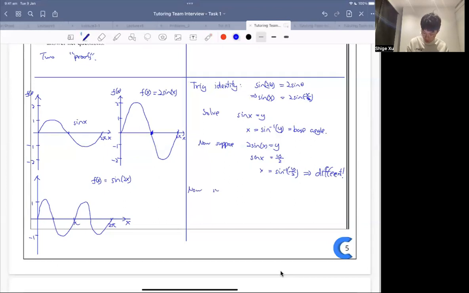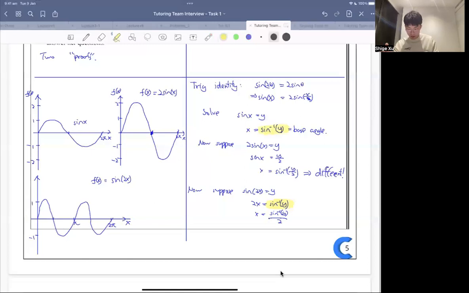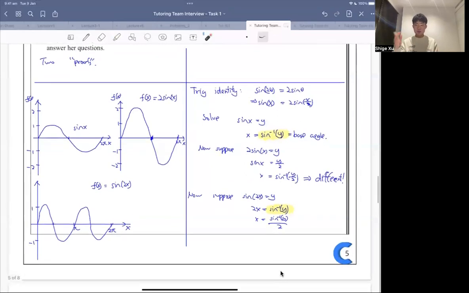Now suppose we do a dilation from the x-axis. We have sine of 2x equals y. Then 2x is sine inverse of y, and x is sine inverse of y divided by 2. Now look, sine inverse of y, those two are the same. So the base angle is the same. Hence, we have the same base angle, but it's just scaled by a factor of 1/2. So it changes the x value. All right.